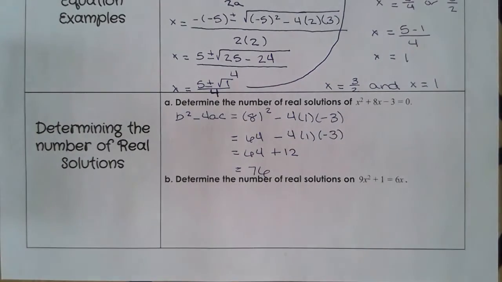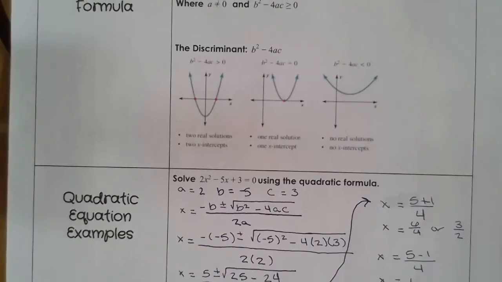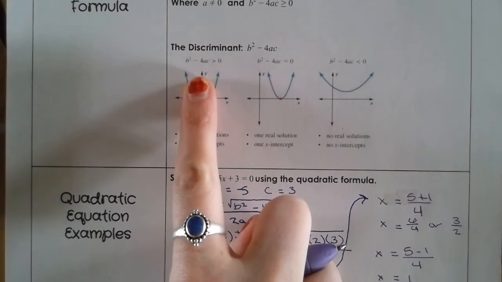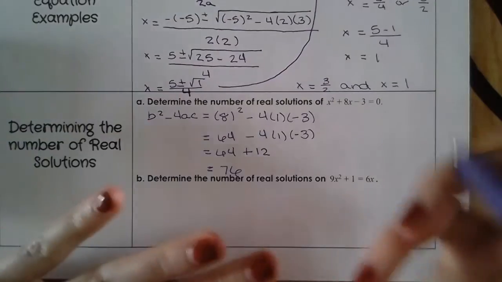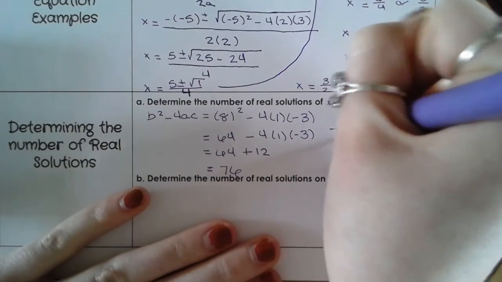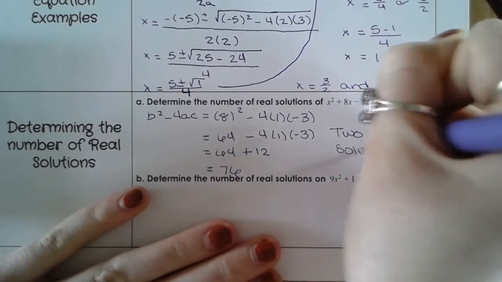So this is a positive discriminant. So now I'm going to look up here, where my discriminant is positive, and I'm going to get two real solutions. So down here I'm going to write two real solutions.